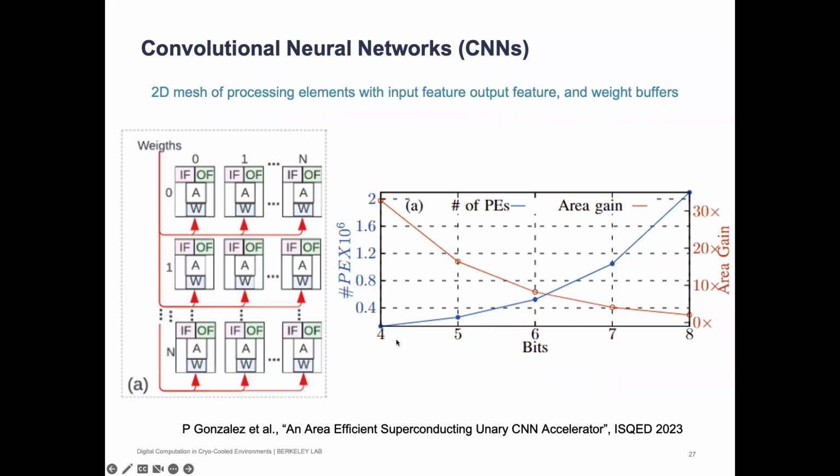For say 4 bits, the lowest in this graph, our circuit is 30 times smaller, actually a little over that, but let's say 30 times smaller than the equivalent binary with the same performance. Yeah, it needs more PEs, but that's okay because each PE is smaller. For 8 bits, I actually don't remember the exact number. It's a little smaller.